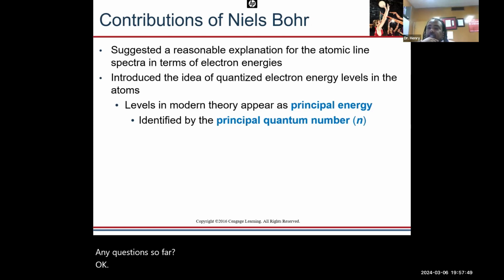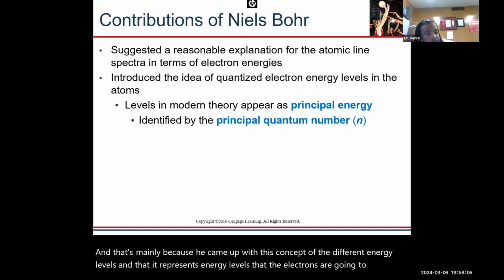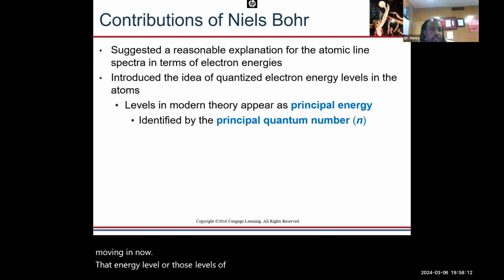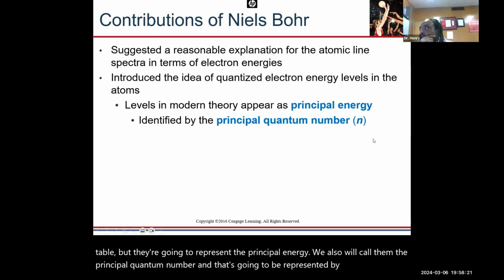So Bohr, basically, he's considered the father of quantum mechanics. And that's mainly because he came up with this concept of the different energy levels, and that it represents energy levels that the electrons are going to be moving in. Now, that energy level, or those levels of energy, we call them periods on the periodic table, but they're going to represent the principal energy. We also will call them the principal quantum number, and that's going to be represented by the letter N for right now.